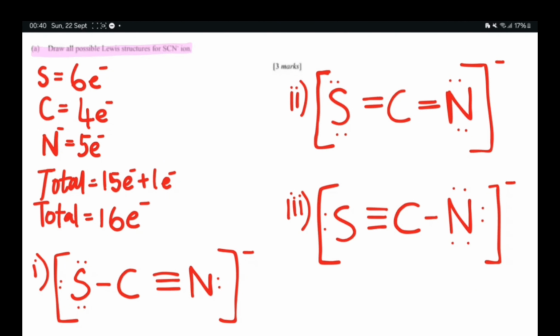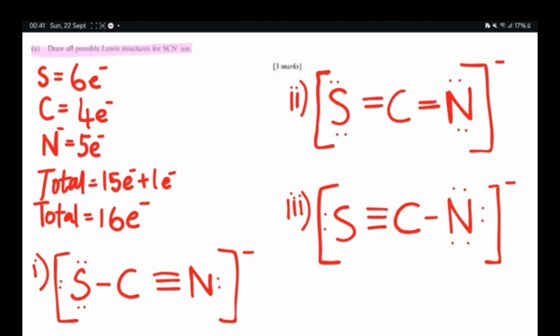So first, we have SCN⁻ ion, which contains sulfur, carbon, and nitrogen. So we have to calculate the valence electrons in all these three. For sulfur, it has 6 valence electrons, carbon has 4, and nitrogen has 5. So the total would be 15 valence electrons, and then we have to add another electron, because we have SCN⁻ ion. So we add 1 electron, and then the total would be 16 valence electrons.